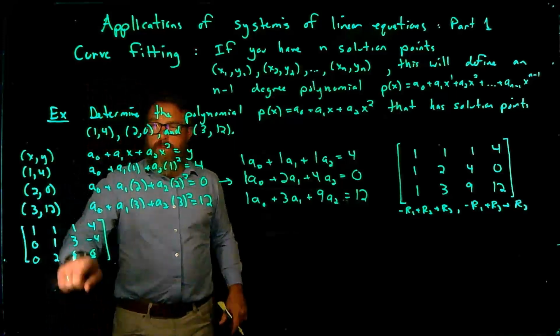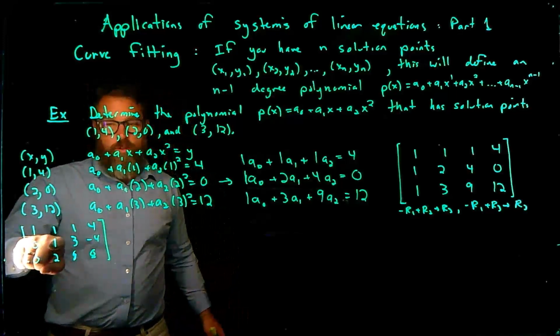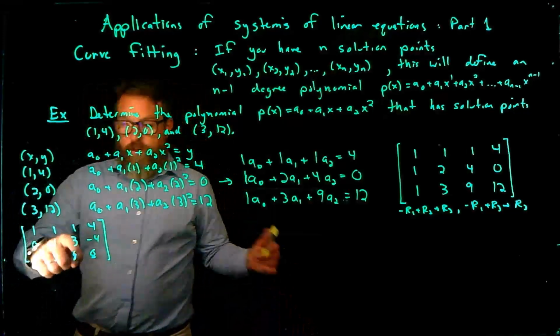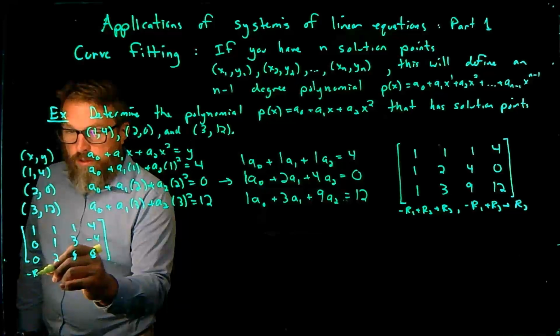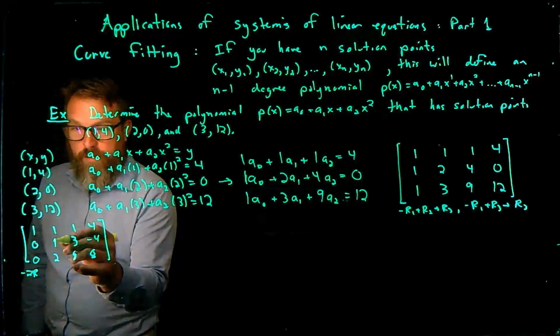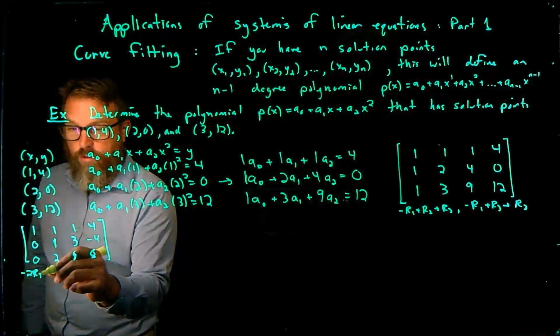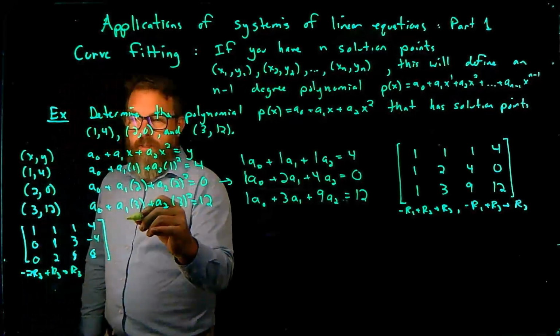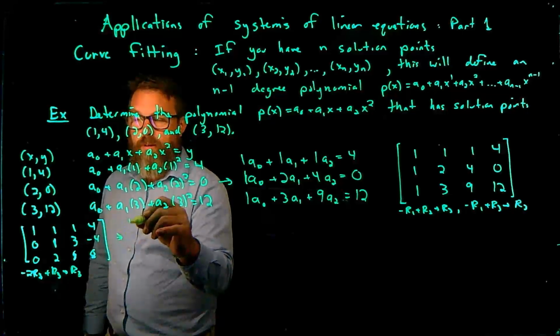All right, now our job is to go ahead and make this a 1, which it is, and now make this a 0. Now again, I'm in column 2, so I'm going to use row 2 to do that. So minus 2, because I need to make this the opposite of that. Minus 2 row 2 plus row 3 is my new row 3. And that is going to give us this matrix.